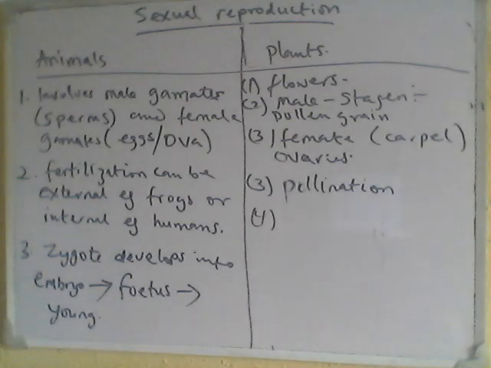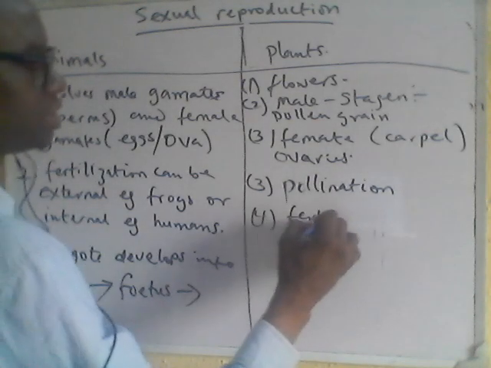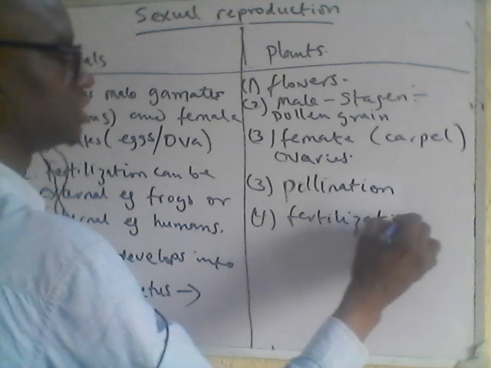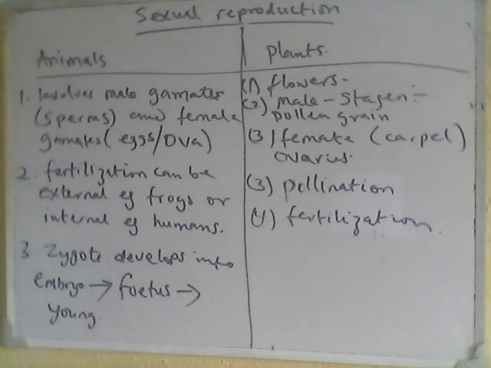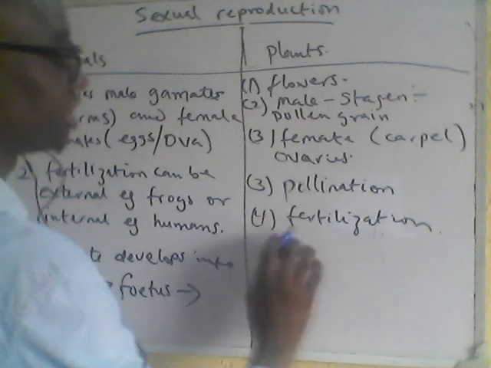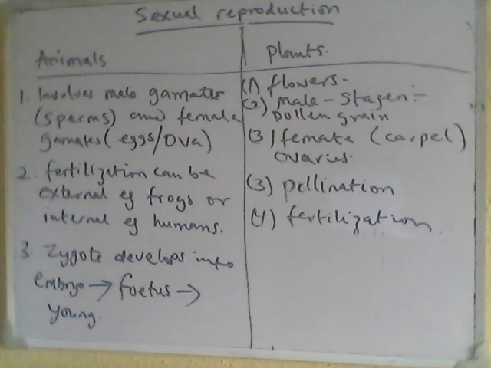Now the fourth concept here is fertilization. Though we have it in animals too. So fertilization is the fusion of male gametes, the pollen nucleus, with female gametes, the ovule. That is where there is a fusion between the male gametes and the female gametes, and the ovule turns to seeds, and the ovary turns to fruits.